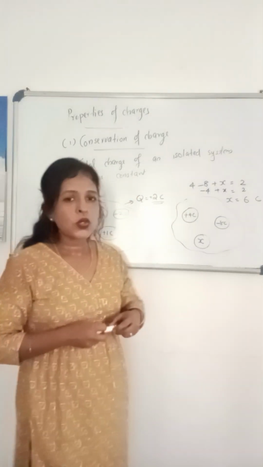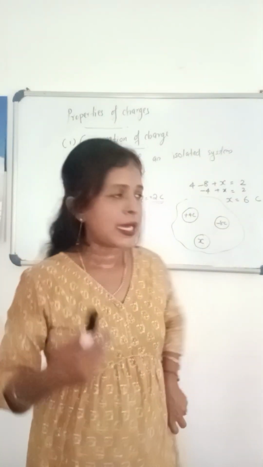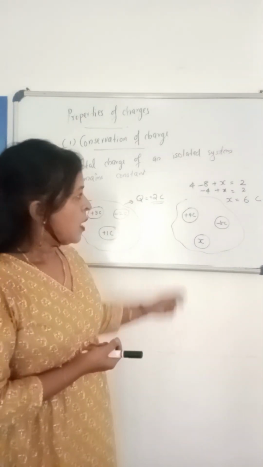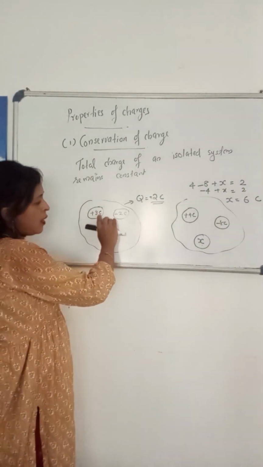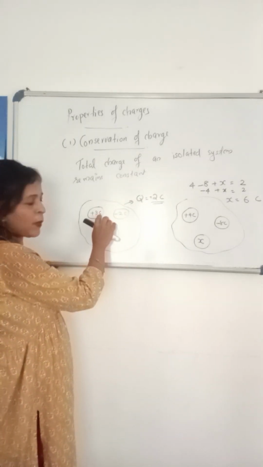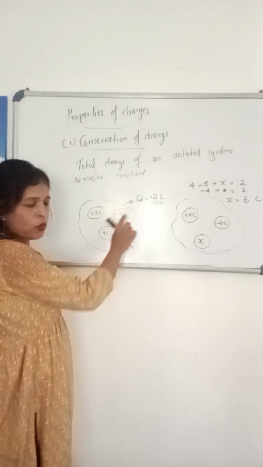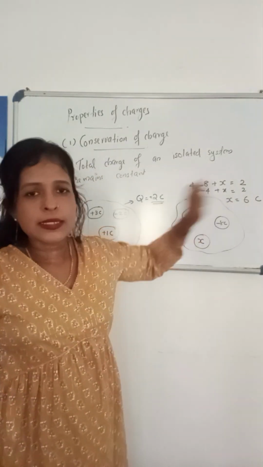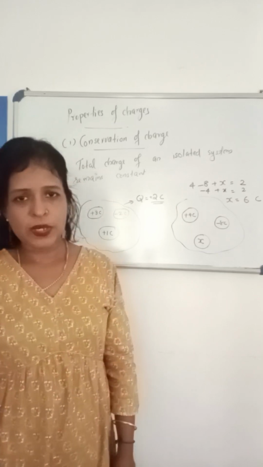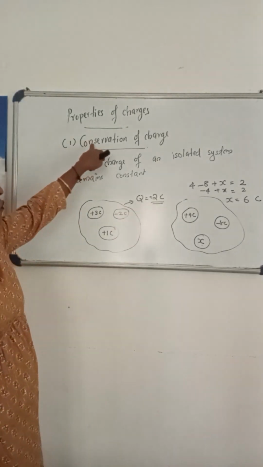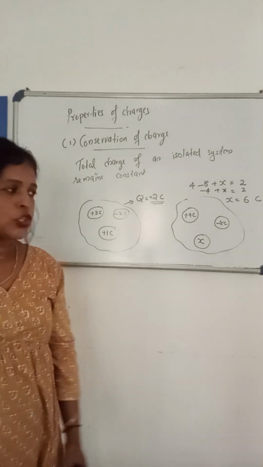Coulomb is a very large unit, so we need to consider it as microcoulombs or millicoulombs. Here you can replace it with 3 microcoulomb, minus 2 microcoulomb, like that, and we got the answer as 6 coulomb. That means 6 microcoulomb. This is one of the properties of charge, conservation of charge.